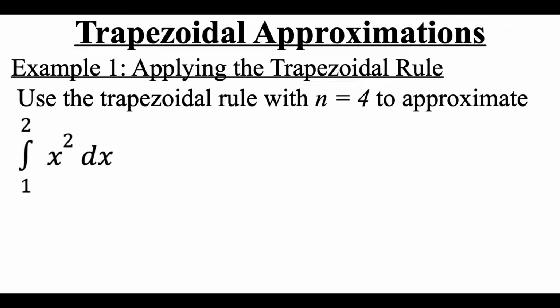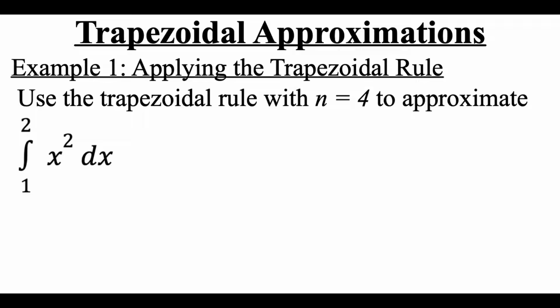So in this example, we're going to be looking at using that trapezoidal rule. We're going to use our trapezoidal rule with an n value of 4 to approximate the integral of x squared dx from 1 to 2. And we're actually going to do a lot with this one example. We're first going to do it the long way by using the trapezoidal rule formula. And then we're going to check our answer using our calculator and our RAM program.